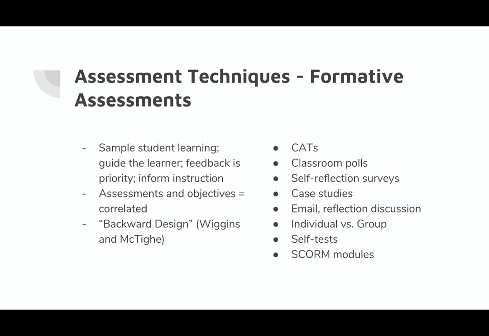With formative assessments, usually your assessments and objectives are going to be very tightly correlated, which leads to a discussion of backward design. So Wiggins and McTighe here described backward design and suggested that it occurs in 3 steps. The first is identify your desired results. So what should students be able to do at the end of a unit or at the end of your course? Second is decide how will you know that they have achieved those desired results. So what is your acceptable evidence?